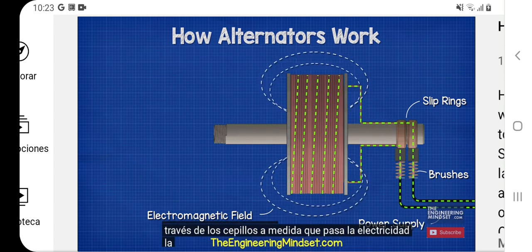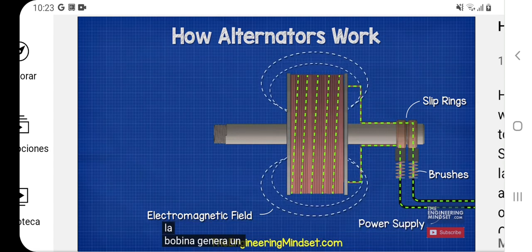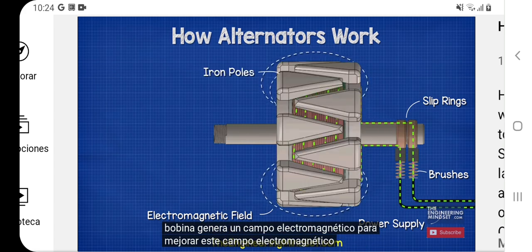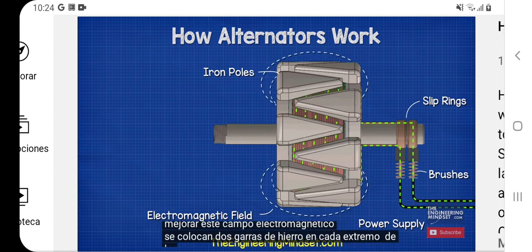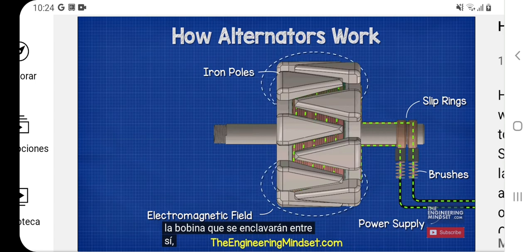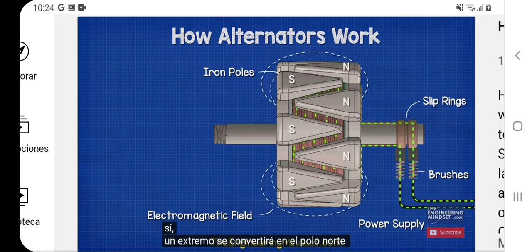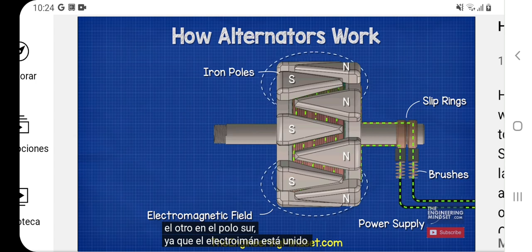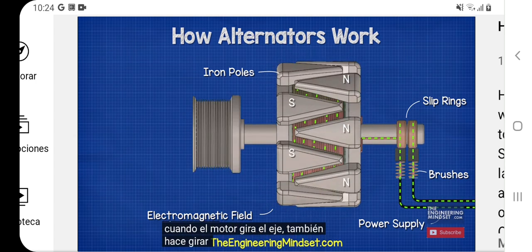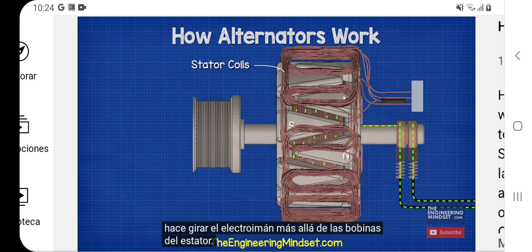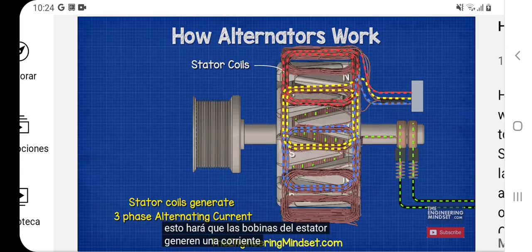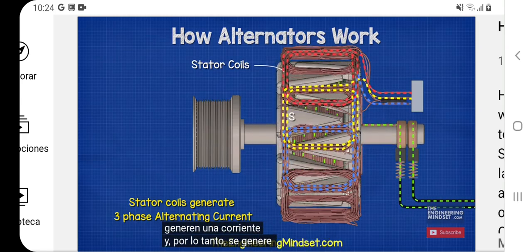As the electricity passes through the coil, it generates an electromagnetic field. To enhance this electromagnetic field, 2 iron claws are placed either end of the coil, which will interlock with each other. One end will become the north pole and the other will become the south pole. As the electromagnet is attached to the rotor shaft, when the engine turns the shaft, it also rotates the electromagnet past the coils of the stator. This will cause the stator coils to generate electricity.